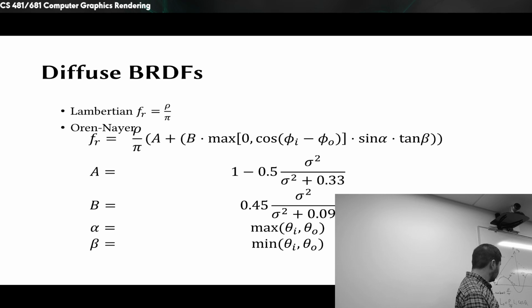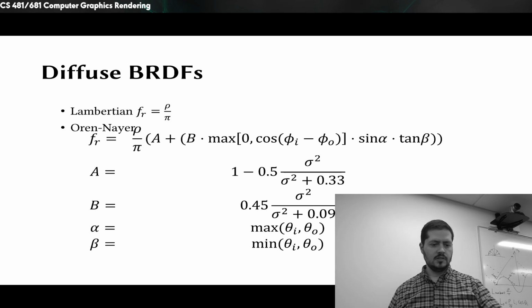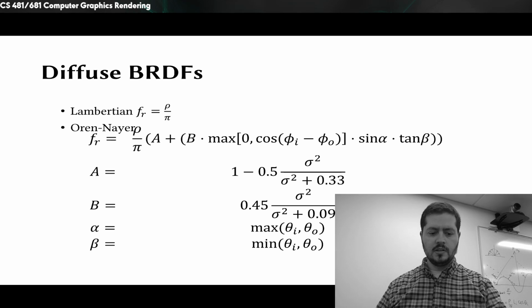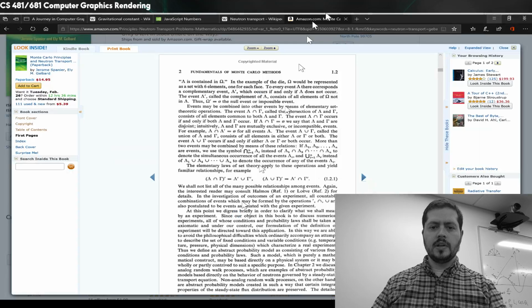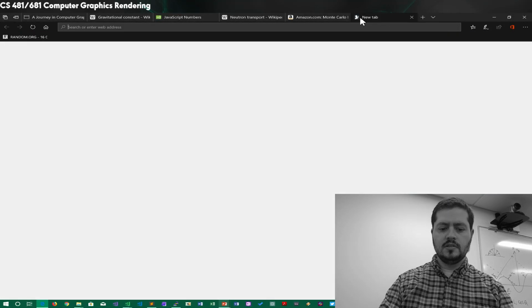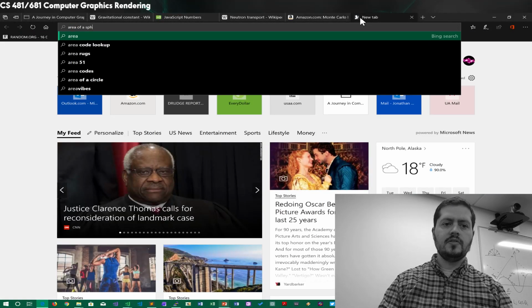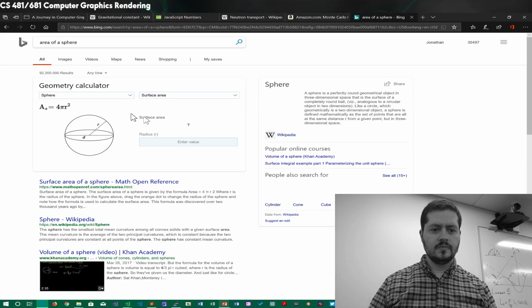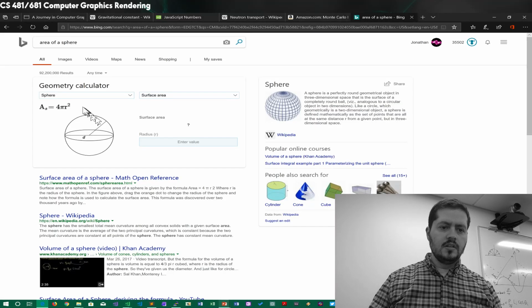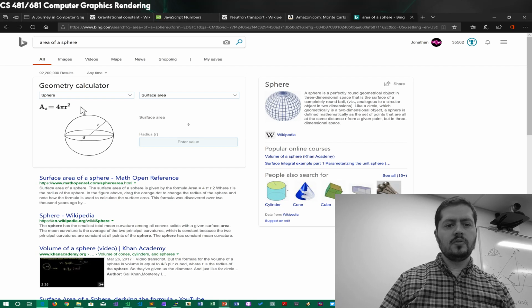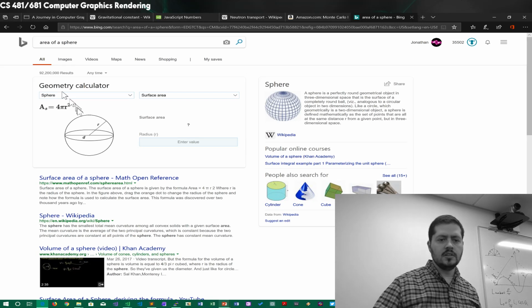So, the pi happens to come from the fact that we have to take into account the area of the hemisphere. All right? Just for reference, the area of a sphere. Okay, so the area of a sphere is 4 pi r squared.